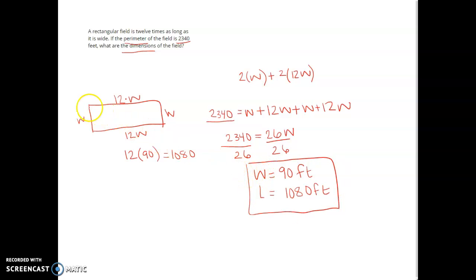So in conclusion, make sure you draw a picture, try to set it up so that you only have one missing variable, and then solve.